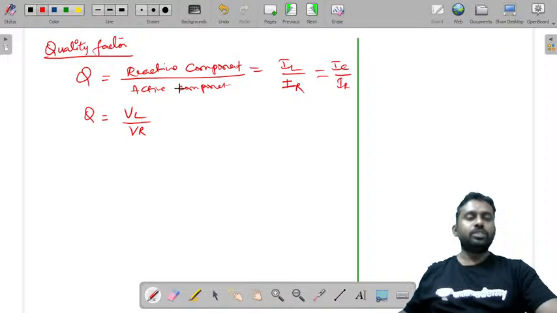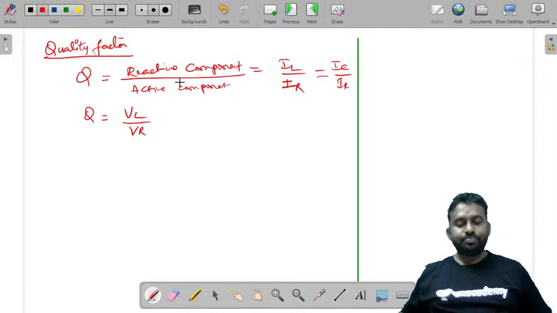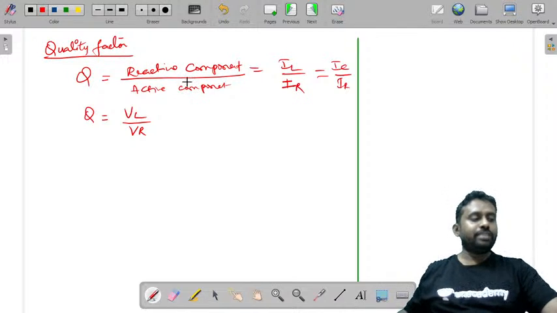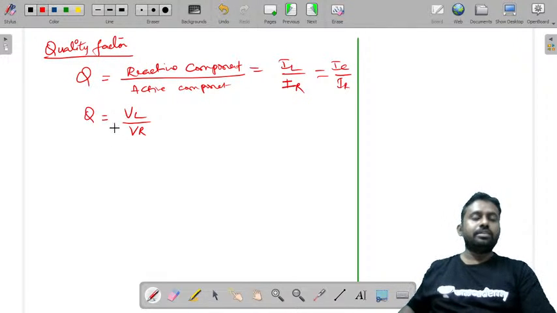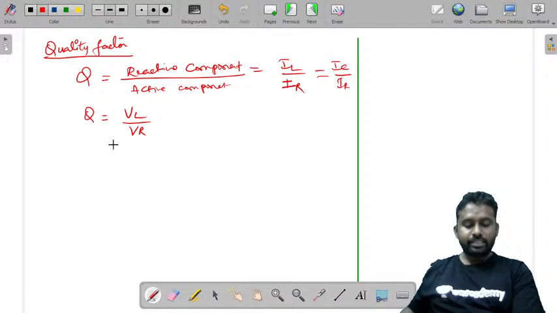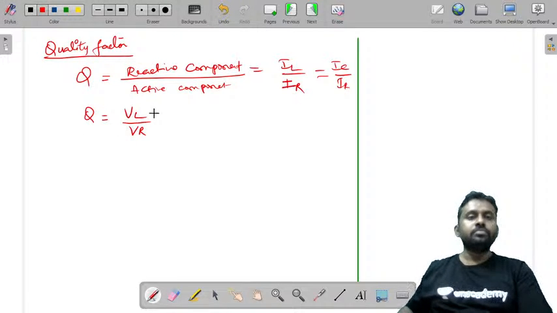You can define the quality factor in this way. And let's also look at one problem that we will solve on series resonance. Then I'll be discussing parallel resonance today. So this is the quality factor.